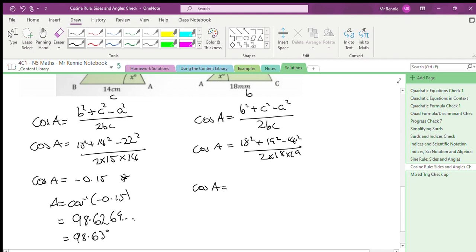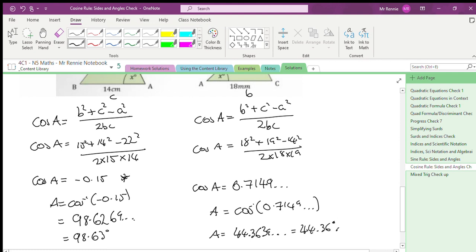And this time round, cos A will be 0.7149 continued. So again, A will equal cos inverse of 0.7149. This will find us the acute one because our answer here isn't negative. Therefore, the angle at A is 44.3639. If you round that, 44.36 degrees.